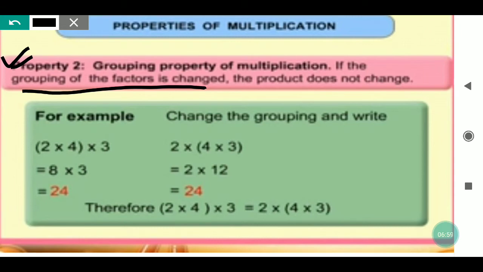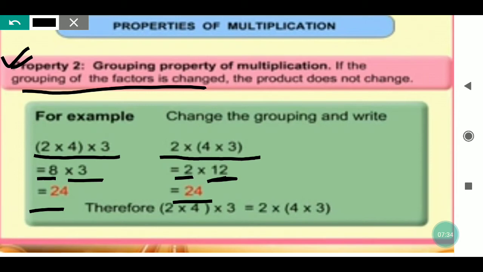Just see, 2 into 4 into 3 is written, and one time I have changed the grouping and written 2 into 4 into 3 like this. So one time I have written 2 and 4 in the bracket and 3 separately, whereas the other time I have written 2 separately and 4 and 3 in the bracket. When I am multiplying the numbers which are written in the bracket, then I am getting 8 into 3. Then again the same thing I am doing. The bracket numbers I am multiplying, then I am getting 12, and then 2 I have written as it is. When I am multiplying these two, then I am getting 24 on both the sides.